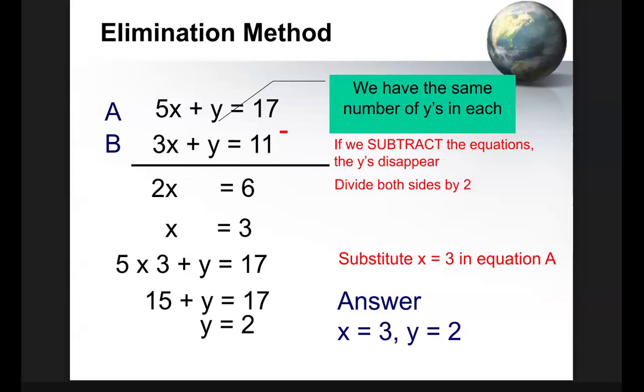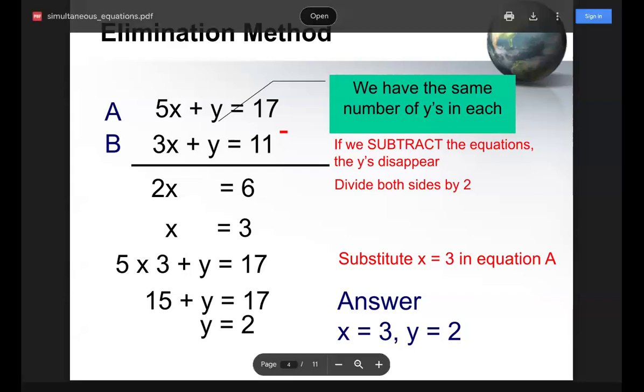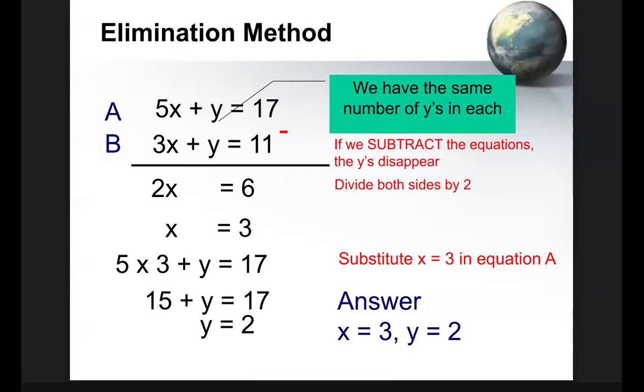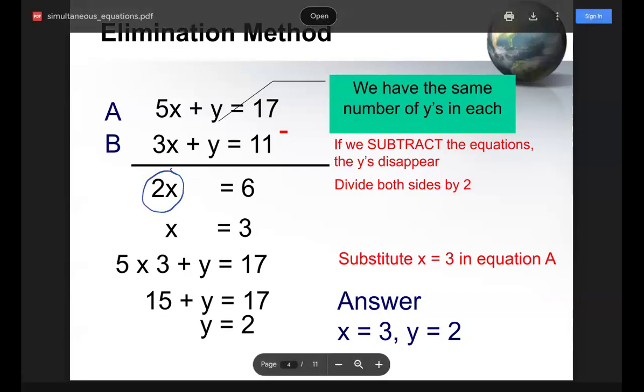So 5x minus 3x, that gives you what? 2x. Put your 2x there. So y minus y is going to be 0. Then 17 minus 11 is going to be 6. So 2x equals 6. x will be equal to what? 6 divided by 2. That's 3. Can you see? That's it. We got our first answer.